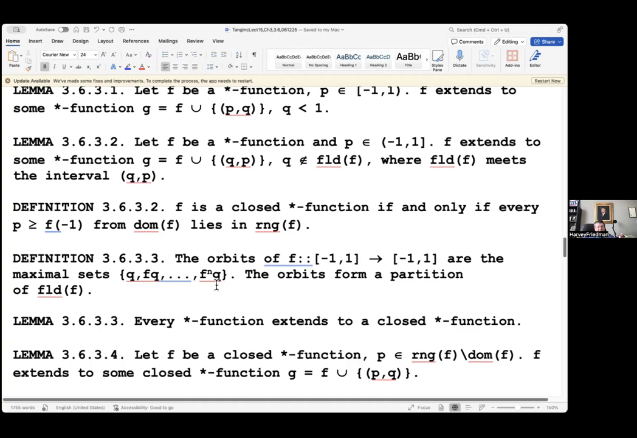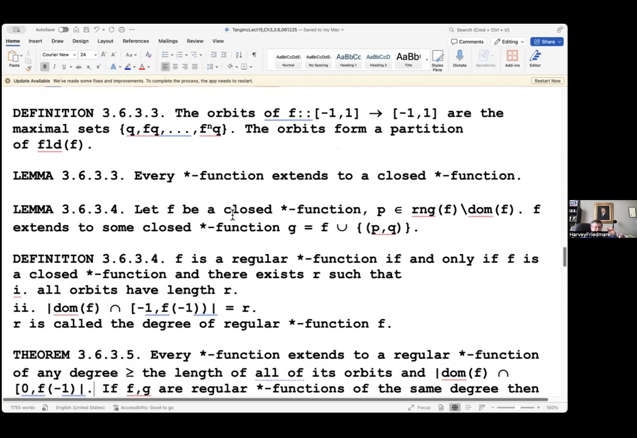Yeah, because if you take any element of its field, it's got to have a value or have an inverse. If it has a value, there'll be a maximal thing, and so forth. Yeah, so that's not a problem. All right, now every star function extends to a closed star function.